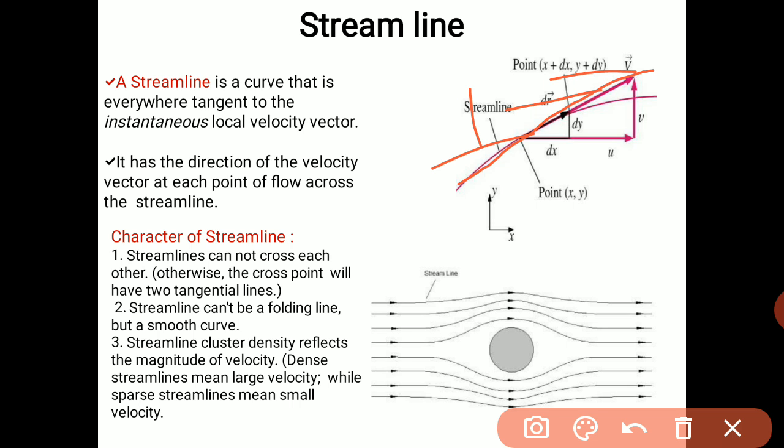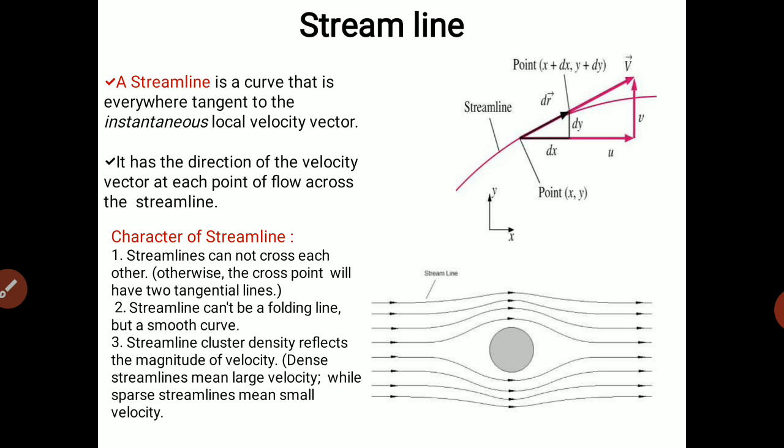What are the characteristics of a streamline, or why is it important to mention the streamline of a flow? Streamlines cannot cross each other, otherwise they would not be tangent. So it is always a curve tangent to the flow curve. A streamline can't be a folding line but a smooth curve, and streamline cluster density reflects the magnitude of velocity. Dense streamlines mean large velocity, while sparse streamlines mean small velocity.